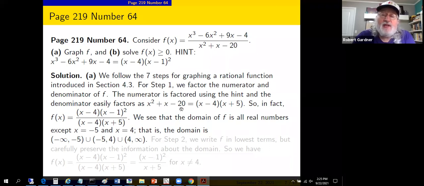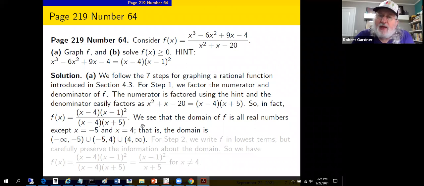Denominator, x squared plus x minus 20, 2 numbers that multiply to give -20 and add to give +1. How about -4 and +5? So it factors like that. Usual factoring of a quadratic over the integers using nice numbers. So we can rewrite the original function as the factored numerator given here, divided by the factored denominator, which we figured out. So here's the original function factored.